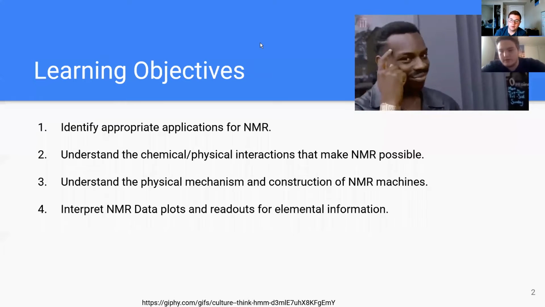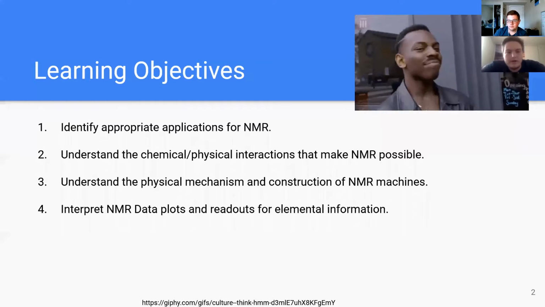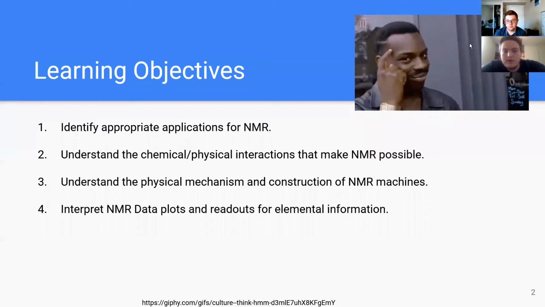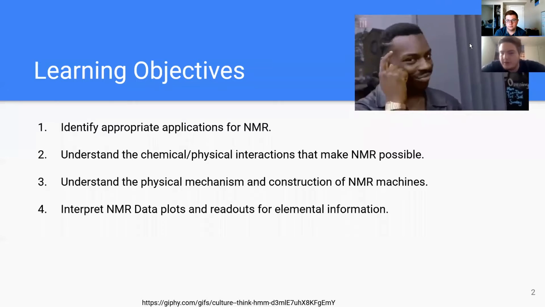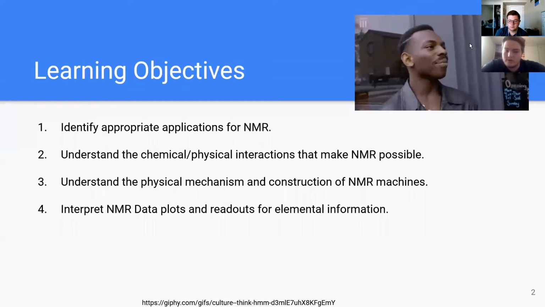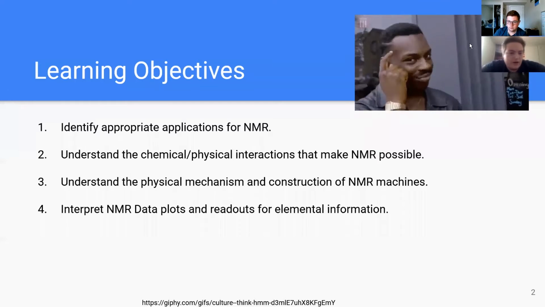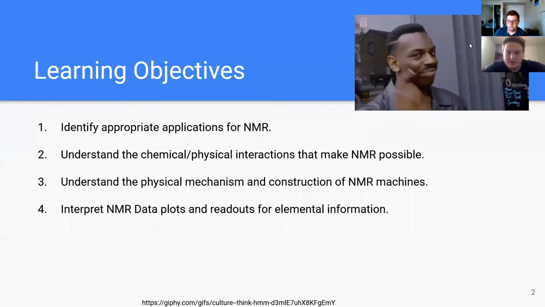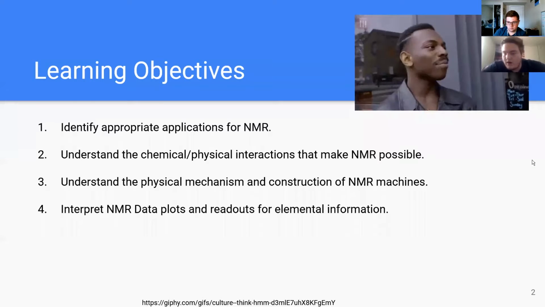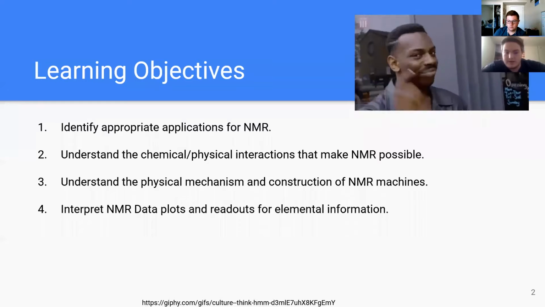All right, so let's walk through our learning objectives, the things we hope you guys take away today. Number one, we want you to be able to identify appropriate applications for NMR. Basically, why we want to learn this and where we can use it. Second learning objective is we want you to be able to understand the chemical and physical interactions that make NMR possible. Basically, why this is possible, and be able to really understand and maybe even explain it to somebody else.